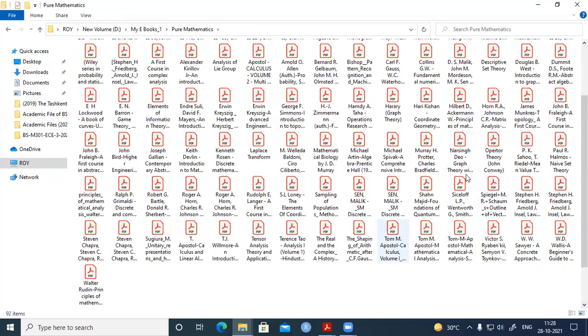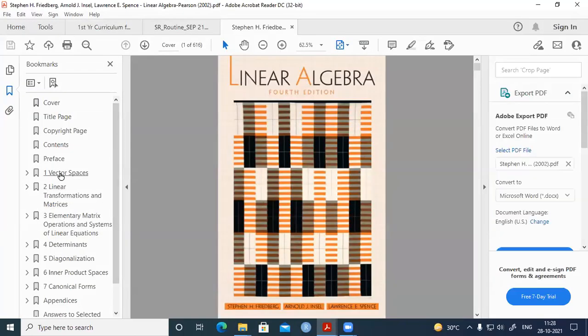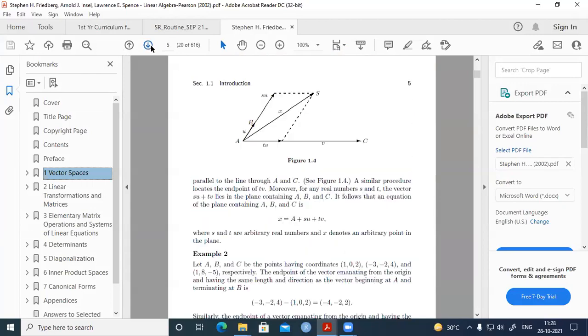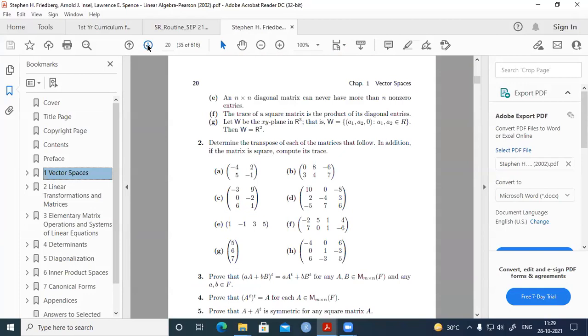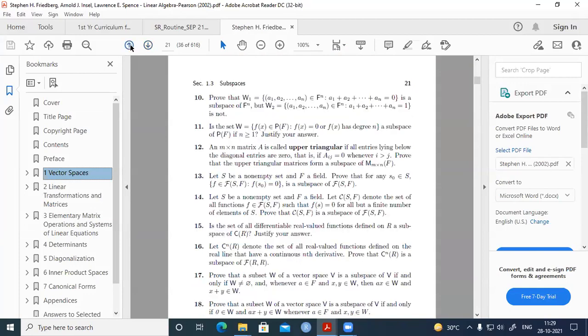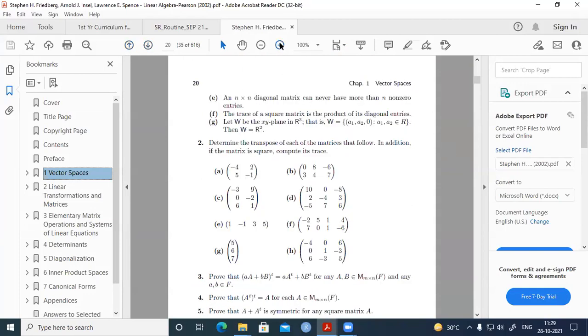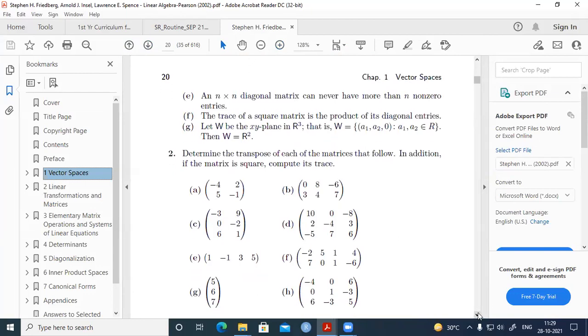Let me share the screen. Probably you are able to see my screen. Yeah, I'm talking about this portion. Now I'm talking about this page exercise.